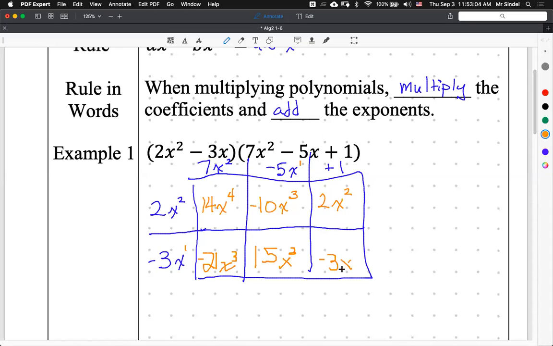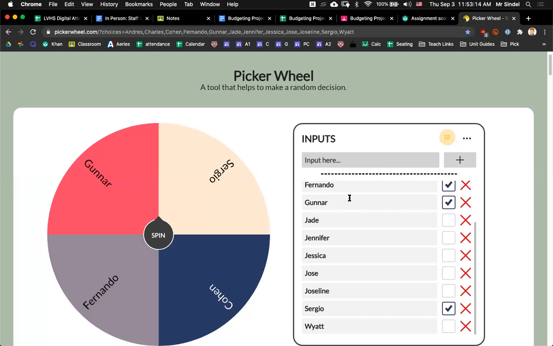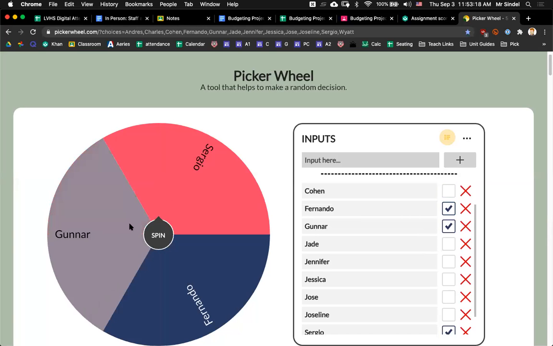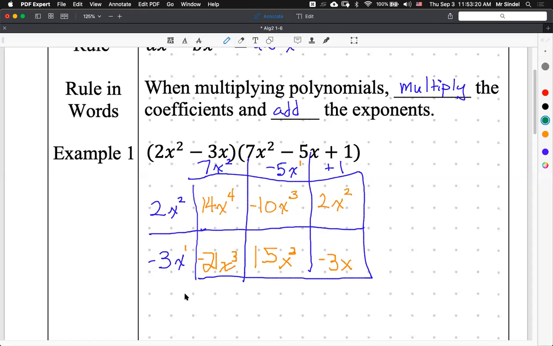And then we have to add all of the like terms. So here we go. Who wants to find all the like terms or find them and add them? Who wants to do this next step for us? It has to be between, oh, I should get Cohen off of here too. It has to be between Sergio, Gunnar, and Fernando. You can just identify the like terms or both identify and actually add them up. Who wants to do it? No one is doing it.